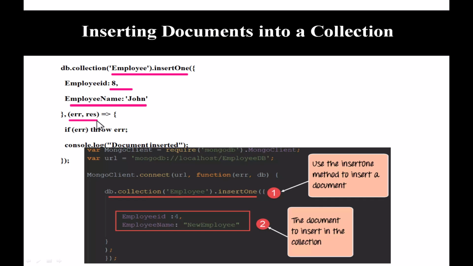If there is an error, it uses exception handling code and throws an error; else it is going to show document is inserted. Now if you see here, employee ID is 4, employee name is new employee, and that is where it will be inserted. What is the name we have given? Employee ID 8, John is the name of the employee which we have inserted.